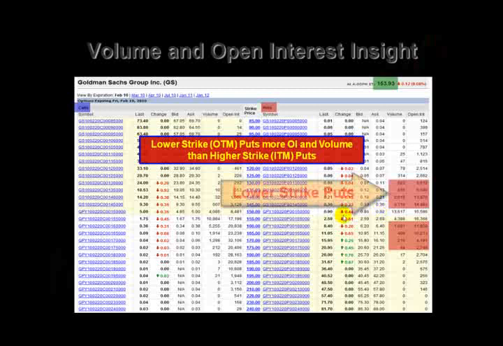And there's a similar thing with the puts, except this time the out-of-the-money puts are the lower strike. So here's our at-the-money strike, say around 150, 155, and what we can see is that the volume and open interest for those lower strikes is significantly greater for the 150 to 145s, 140, 135, 130 strikes than it is for those higher strikes, i.e. the 160, 165, 170, 175. Again, this is just corroborating the fact that the out-of-the-money options are more heavily traded in terms of volumes and open interest than the in-the-money options.